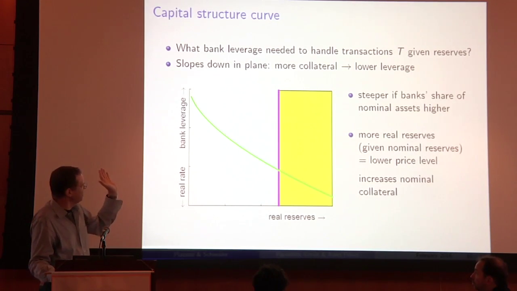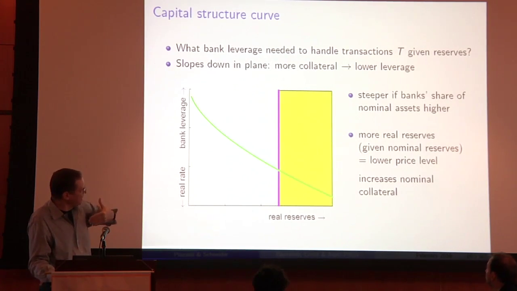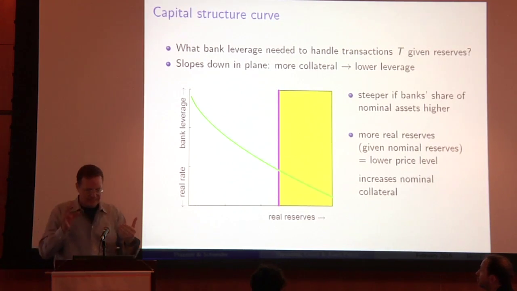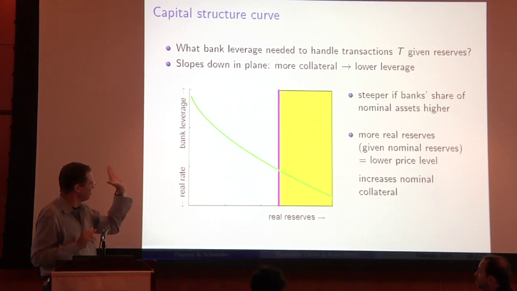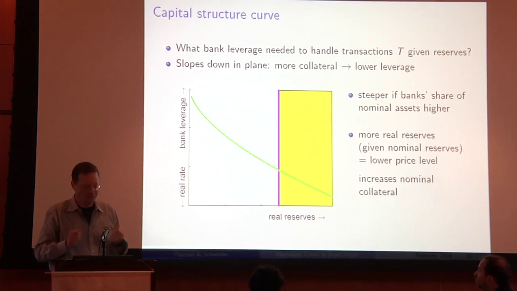Also, this curve is steeper if the bank's share of nominal assets is relatively higher. If you think about what it means to have more real reserves, fixing the amount of nominal reserves, it means the price level is lower, and then the nominal collateral is lower, so that makes the curve steeper. We're going to come back to that. That matters for the transmission of policy.